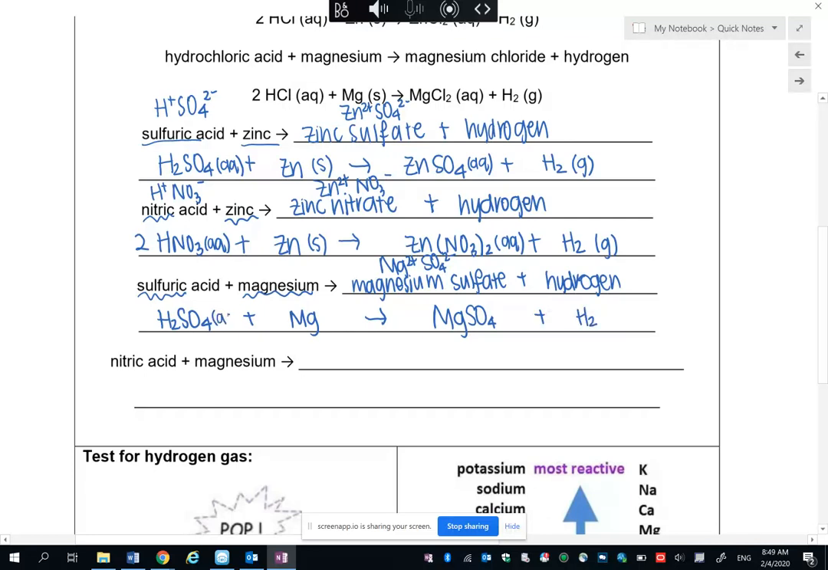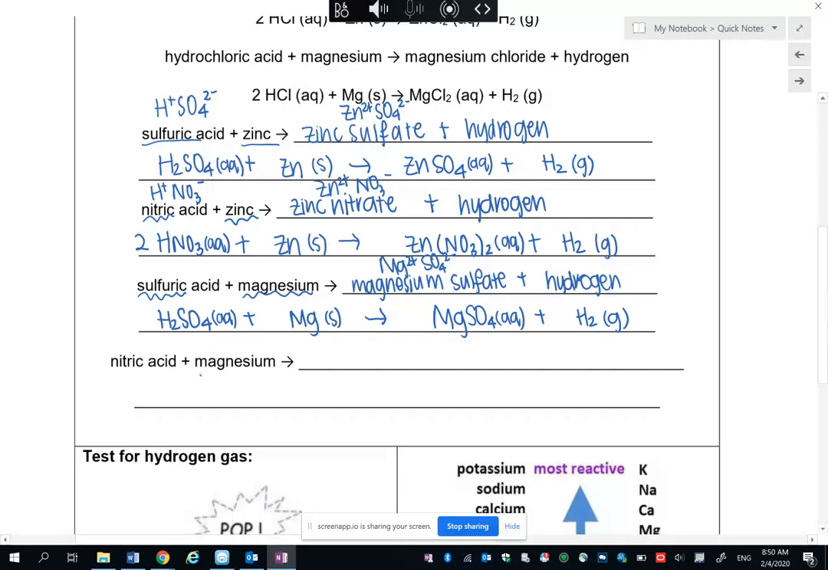Okay, and this is aqueous, solid. This is aqueous. Hydrogen is a gas. Then we check if it's balanced. It is balanced. So we are done with this equation.